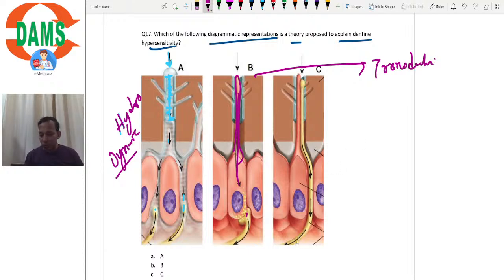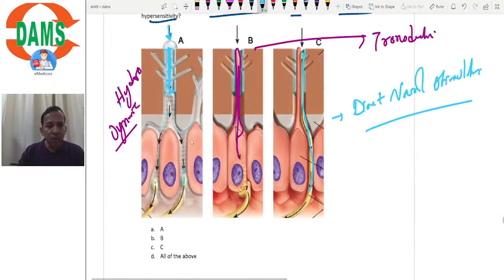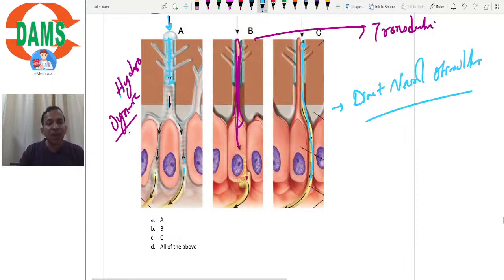whereas the third diagram shows that this nerve is traveling towards the DEJ, or it extends towards the DEJ. So probably the impulse is directly carried by the nerve. So it is the direct neural stimulation theory, isn't it? So all the three theories are represented here by means of diagrams. So what are the options? Option A, option B, option C, and option D says all of the above. So what would be your answer?